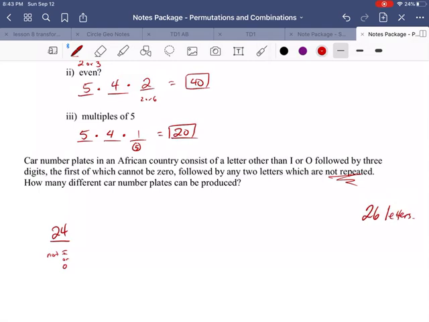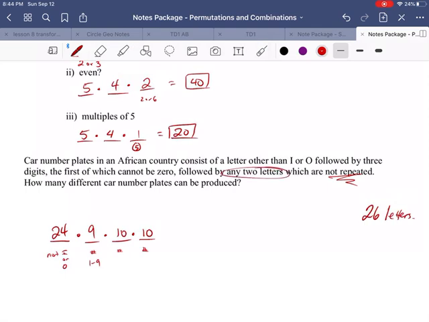Okay, 3 digits. So we've got a number, a number, a number, and any restrictions on those digits? The first of which cannot be 0. So for this one, you've got 1 through 9, which means that there's 9 options. The second one, there's no restrictions, so 10. Is there any repeats on the digits? Doesn't say anything about repeating digits, so 10 and 10. All right.